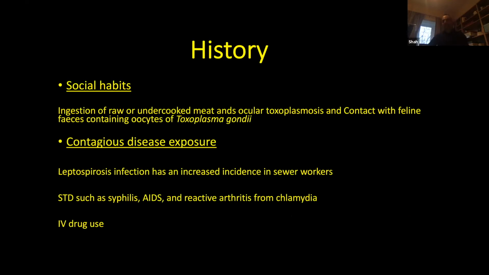Social habits. You ask about pets, ask about eating undercooked meat. That could point you towards toxoplasmosis. And then we've mentioned the exposure to contagious disorders. So leptospirosis infection, which gives you inflammation in sewer workers, STDs, and IV drug use, actually. So those are your typical questions that you must ask, even if you feel that it's awkward. Just make sure you do it in a very sensitive manner, because that's the kind of information we need to know when we see someone.